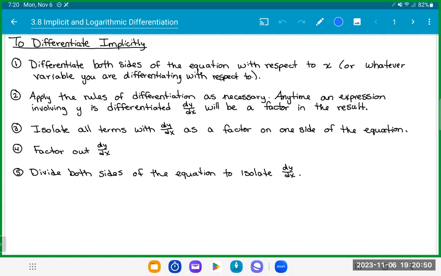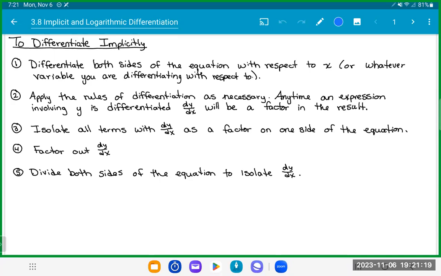Number 3, you want to isolate all terms that have dy dx as a factor and move them to one side, and then factor out that dy dx. Divide both sides of the equation by whatever you need to isolate the dy dx, and that is what your derivative would be.